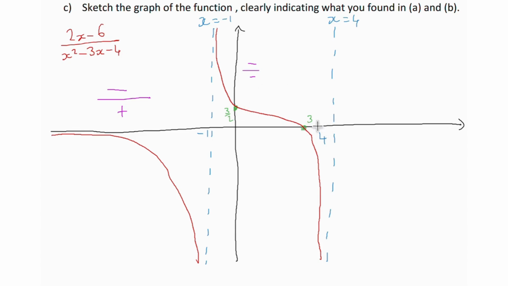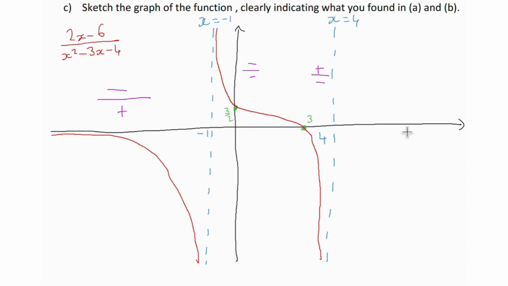Between 3 and 4, I could do 3.5. So I get 7 minus 6 is going to be positive. And then this one's a bit trickier. I'm going to have to do 3.5 squared minus 3 lots of 3.5 minus 4. Well, that's pretty likely it's going to be negative, and indeed it is. Positive divided by negative gives me the fact that this bit here is negative.